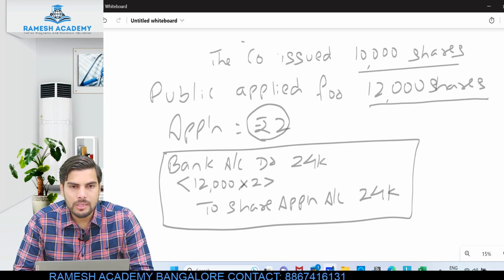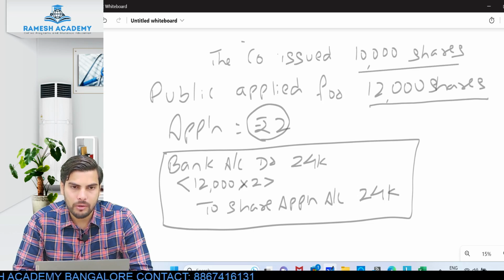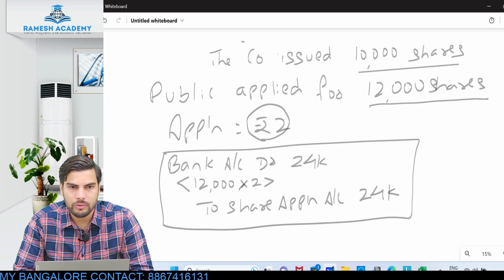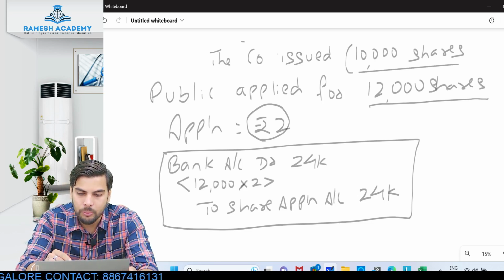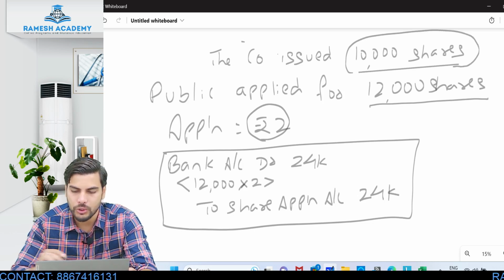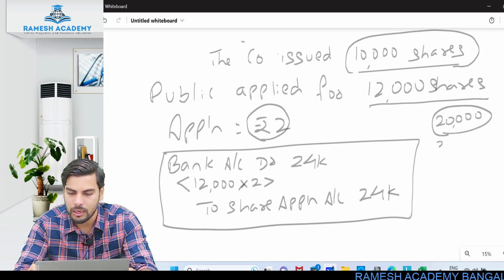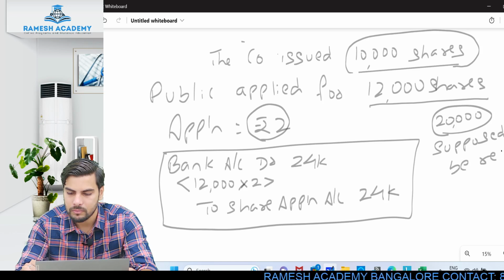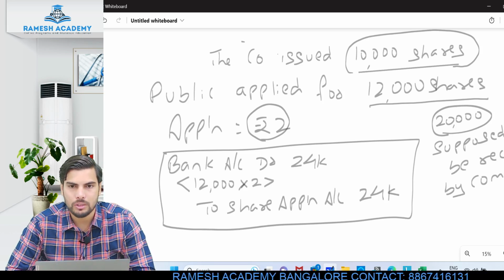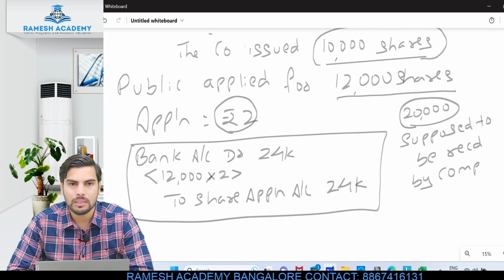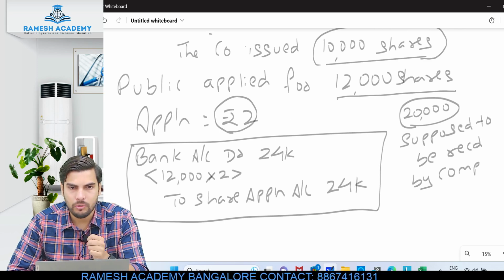Now tell me, how much is the amount which the company was actually supposed to collect? Was it supposed to collect the application from the 10,000 shares, or from 12,000 shares? The company was actually supposed to collect only with respect to the shares it issued. So technically, 10,000 shares into 2 rupees, that is 20,000 rupees, is what the company was supposed to receive, but the company actually received 24,000 instead of 20,000.